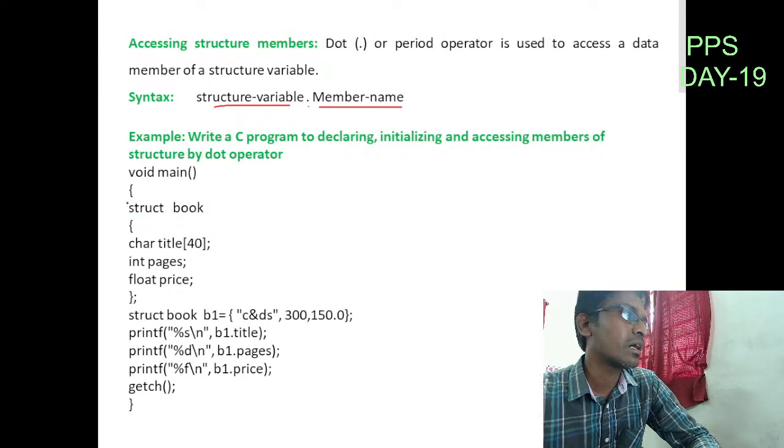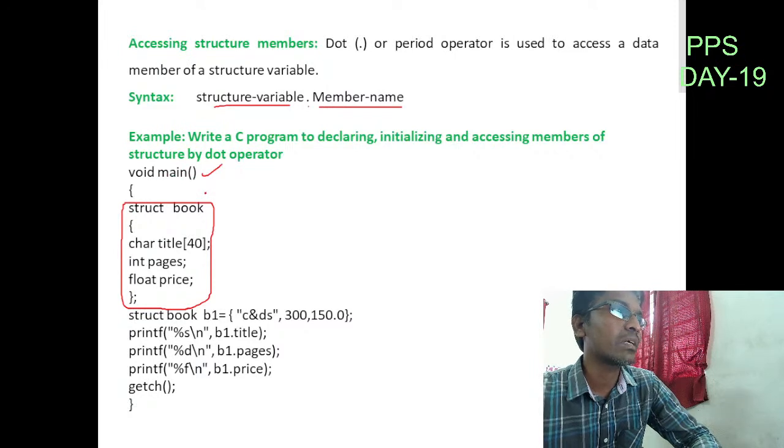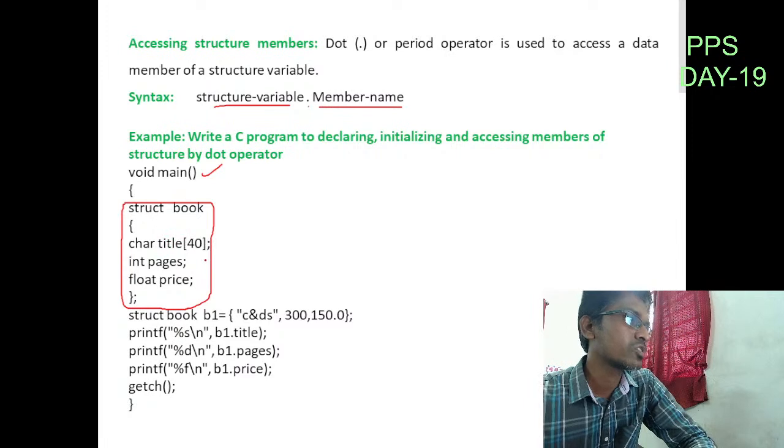For accessing structure members, we use a structure variable followed by the dot operator and followed by the structure member name. For example, here I am writing a structure. I am going to declare the structure inside the main function, or you can also declare the structure separately, outside the main function. So you can declare the structure in two ways: inside the main function or outside it. In this example, I'm going to declare the structure inside the main function.